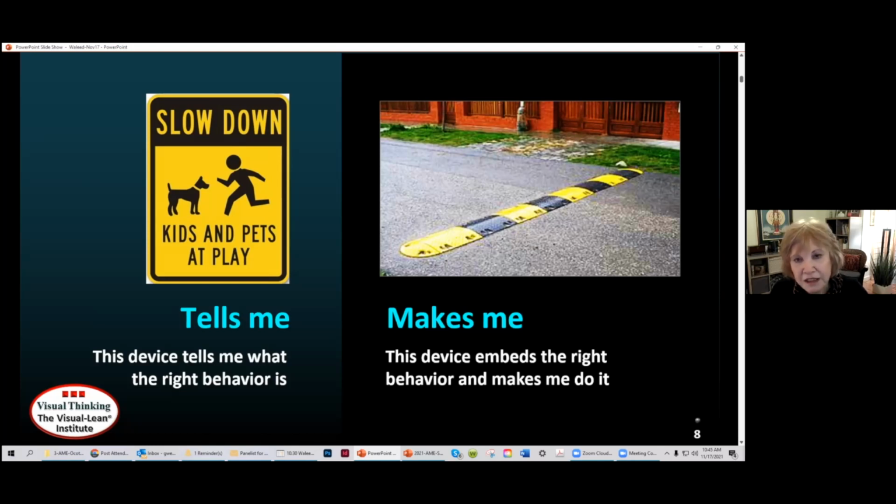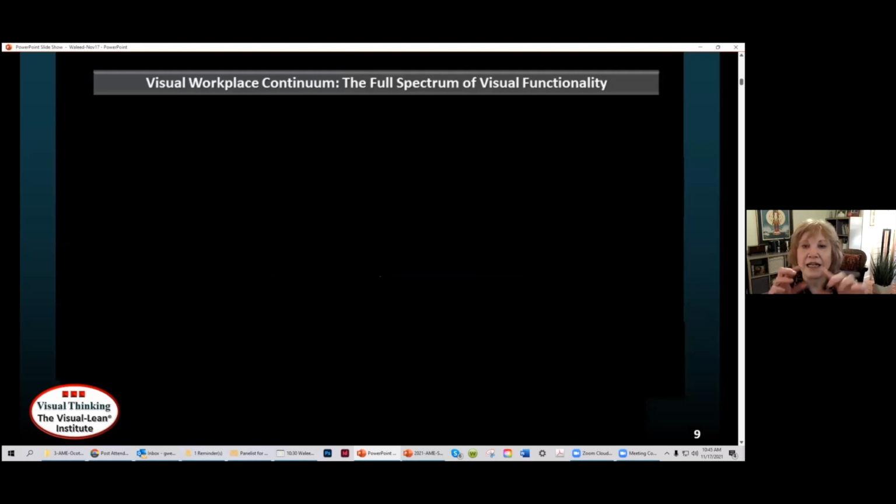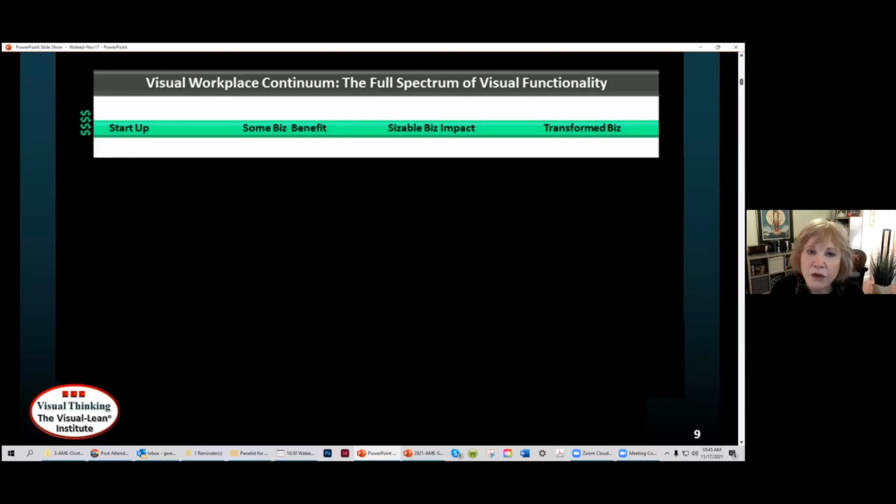I want to show you where visual management fits on the spectrum of visual functionality. And I use these words to make you understand that visuality functions. It isn't just a pretty device. It is truly there for a purpose, and only to the extent that it fulfills that purpose is it complete. And so in visuality, we have actually a hierarchy of power levels, which I think we may have time to get to today. So I want to show you this spectrum of visual functionality, the visual workplace continuum.